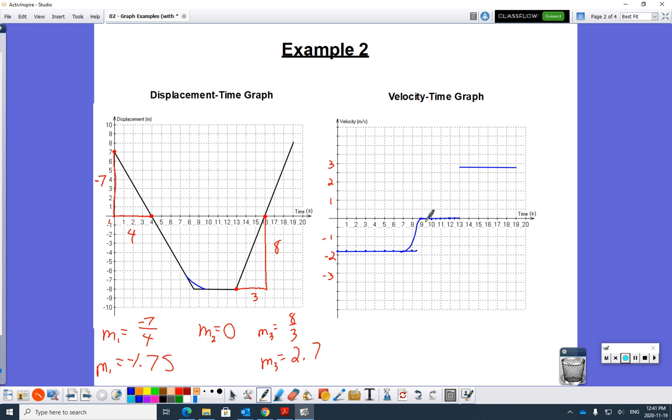Okay? Now I pause for questions. Any questions about straight line displacement time graphs and finding the corresponding velocities?